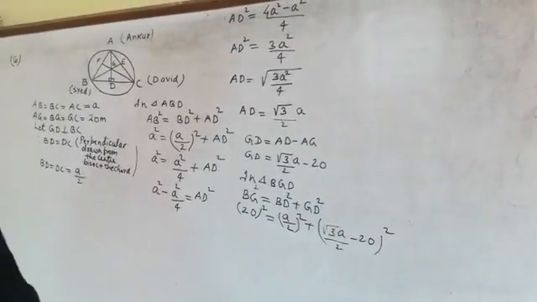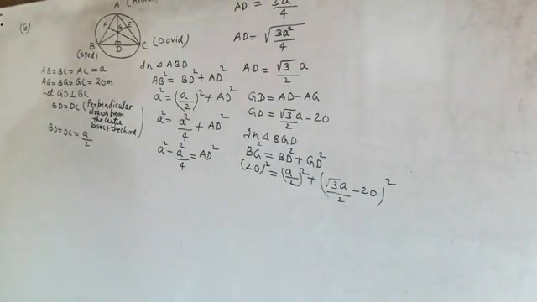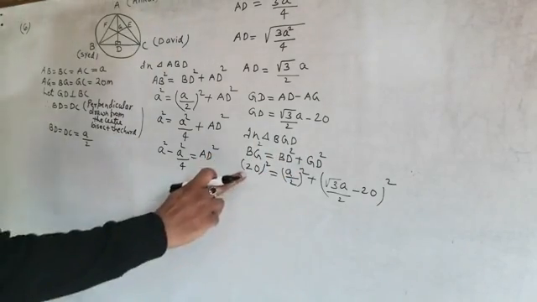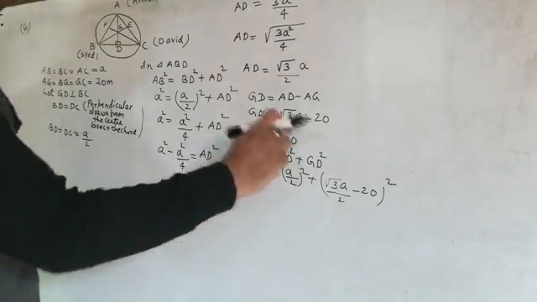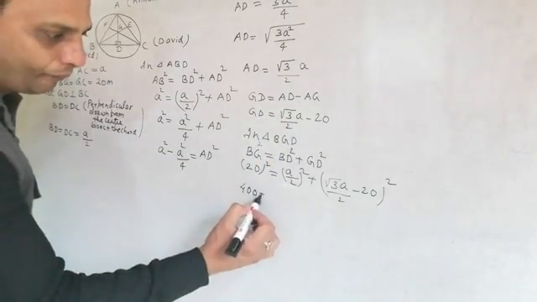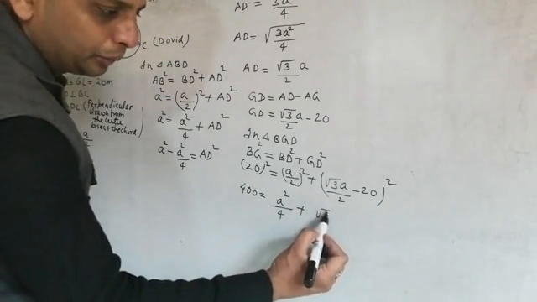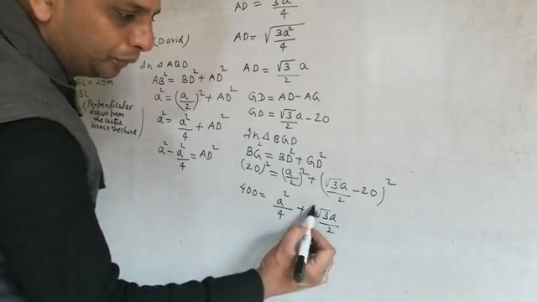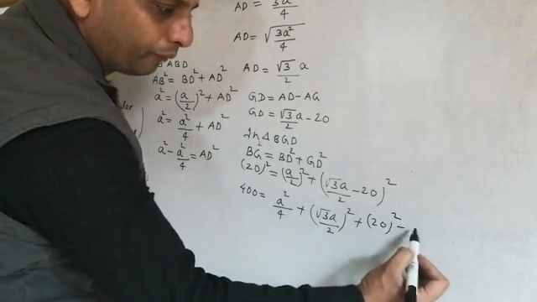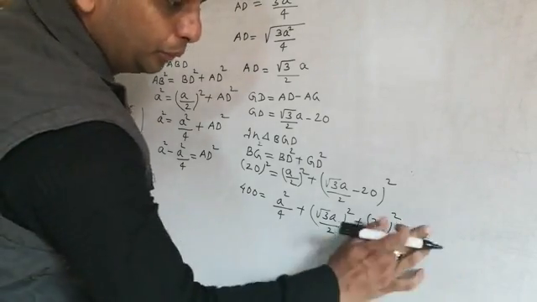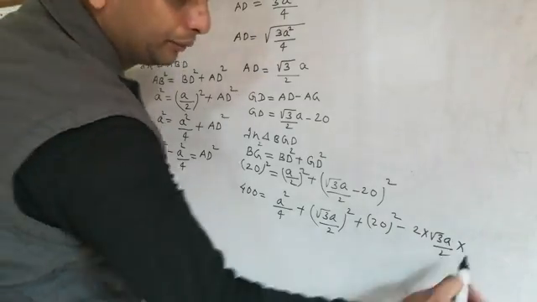Now you can see here I had taken one triangle, BGD. In triangle BGD, BG square is equal to BD square plus GD square. BG square is 20 square, this is from the figure. BD we had written a upon 2 and GD I just found here. Now 20 square is 400, plus a square upon 4. Now here you can apply the identity a minus b whole square: root 3 a upon 2 whole square plus b square, 20 square, minus 2ab, 2 into root 3 a upon 2 into b. The value of b is 20.